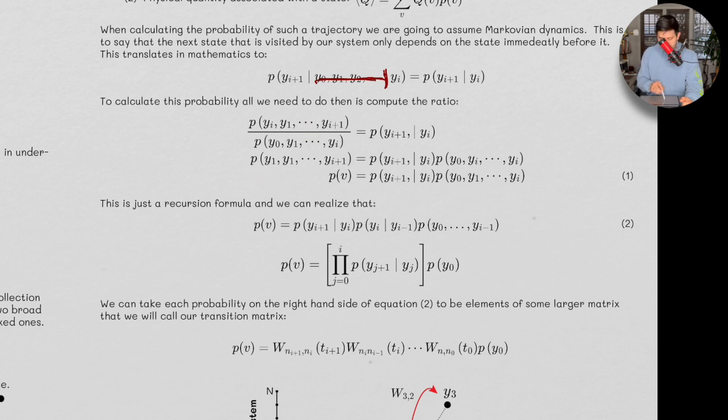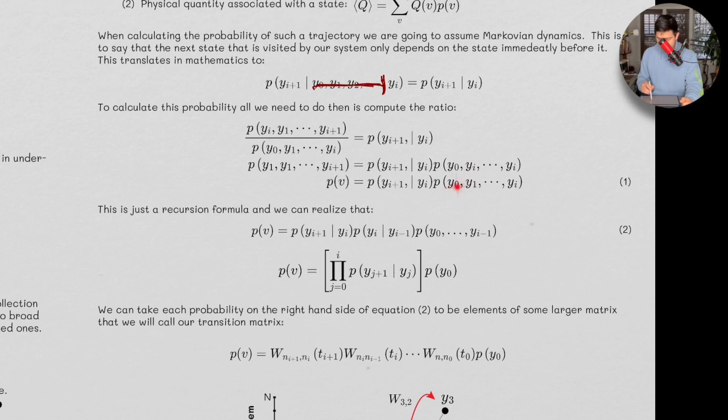Well, we can multiply both sides by this, which is right here. And then we can say, well, the probability of this trajectory, we'll call that V. As we said before, this is this trajectory going to I plus 1, is equal to this times this. Well, this is just a recursion formula.